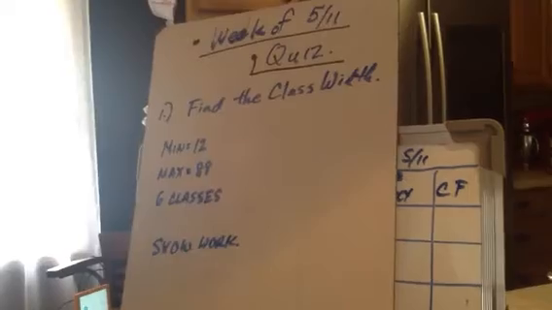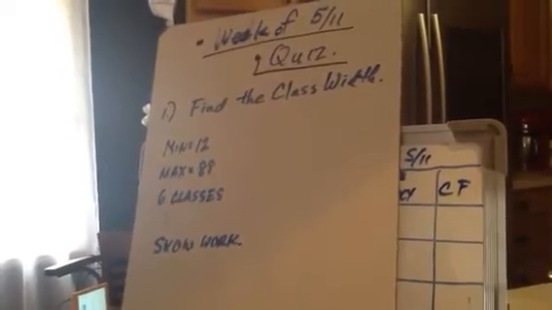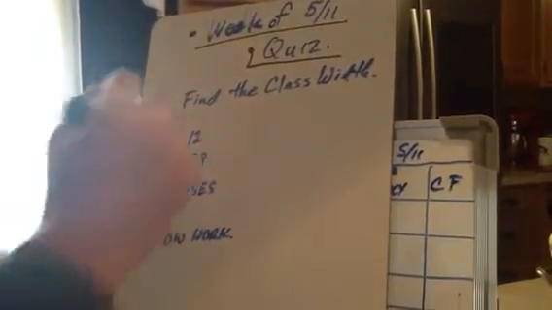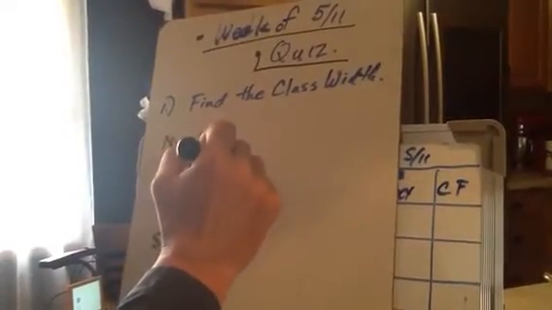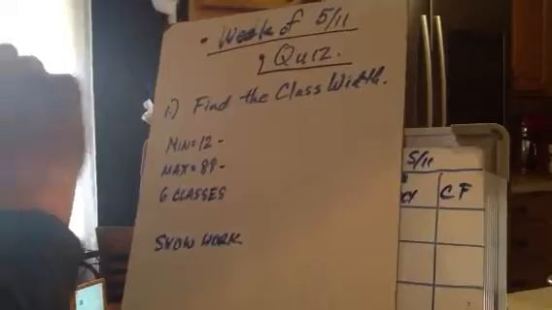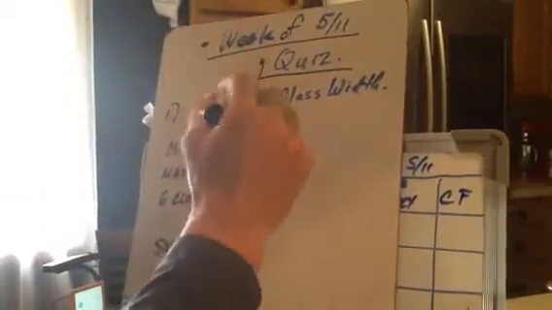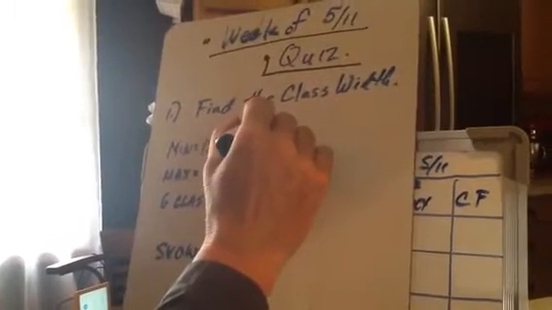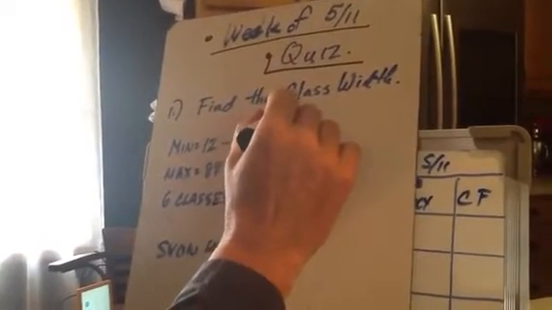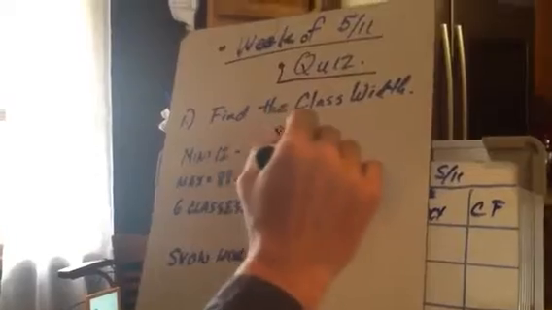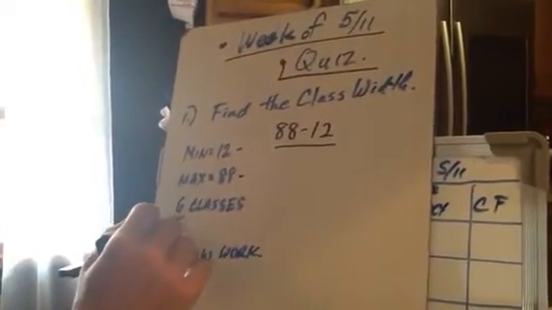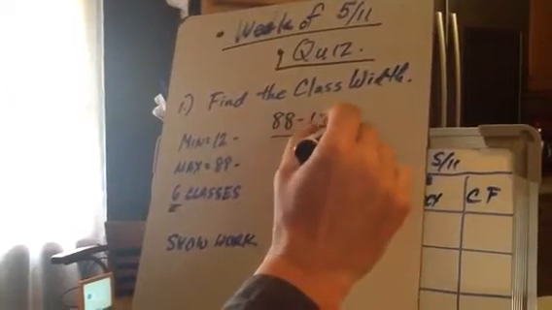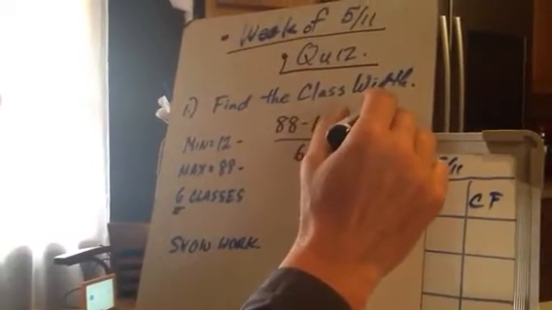Please show your work as we go through what would have been our quiz for this week, and try to work through it with me. Now, the first part of the quiz would have been pretty difficult because we had to figure out the class width with a low number of 12 and a high number of 88. Make sure your calculator is with you. The first thing we talked about was we subtracted 88 minus 12, and then we divided it by how many classes we had. So 88 minus 12 is 76.